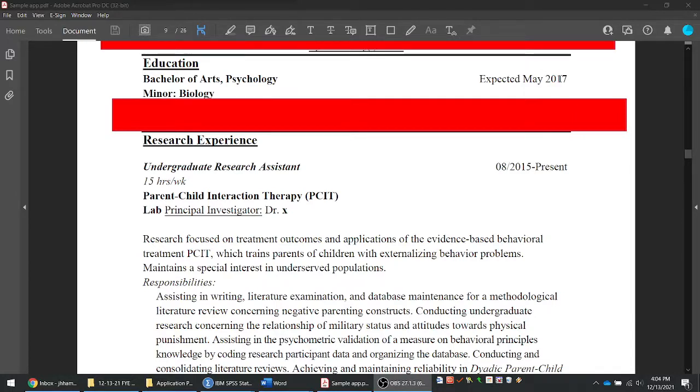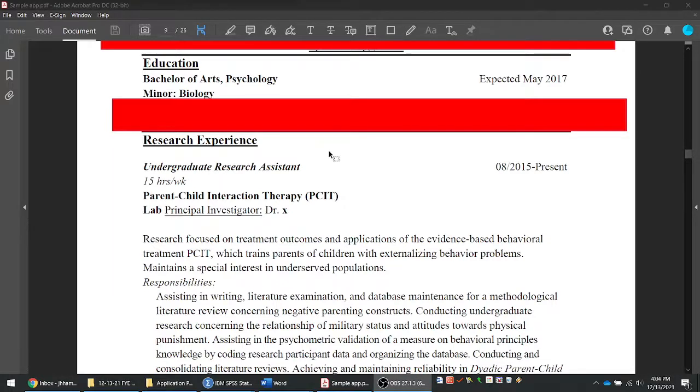And so I take a peek at when they earned their various degrees, and we'll want to know how that fits into the story of their seeking doctoral study. Usually, if you're applying to PhD programs, scientist-practitioner or clinical scientist model programs in counseling psych or clinical psych, we're going to want to see research experience.